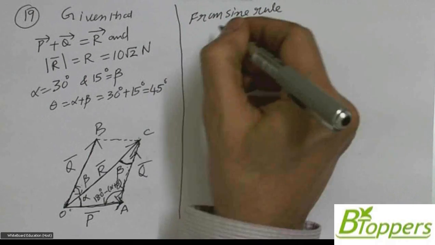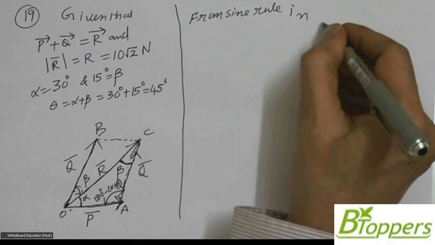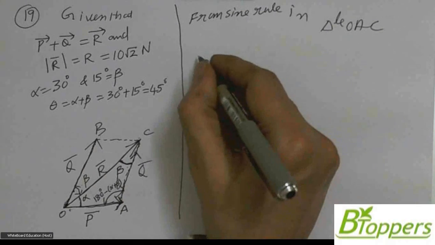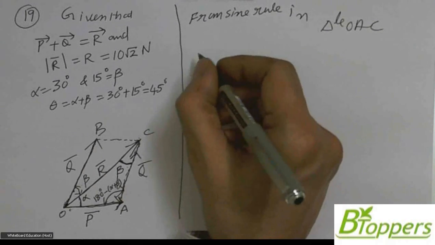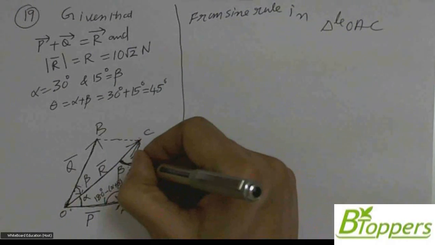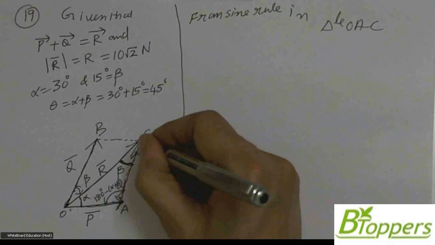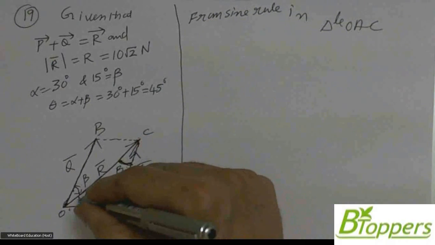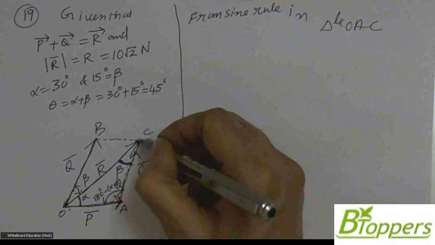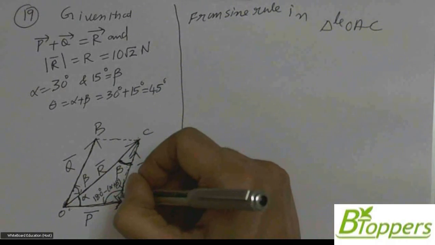From the sine rule in the triangle OAC, the length of the side OA divided by the sine of the angle at the opposite vertex will be equal to the length of side AC divided by the sine of the angle at the opposite vertex, which is equal to the length of the side OC divided by the sine of the angle at the opposite vertex.